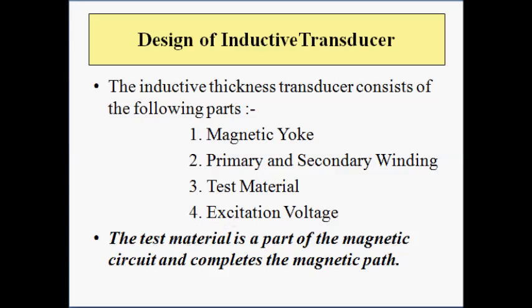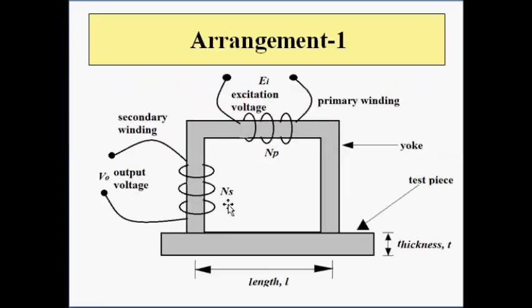There are many types of arrangements for the inductive transducer. Here we are going to discuss only two arrangements. This is the first arrangement. We have a C-shaped magnetic yoke, which has two windings, the primary winding and the secondary winding. The excitation voltage is connected across these two ends and the output voltage is taken across the ends of the secondary winding. This is the test material of length L and thickness T.